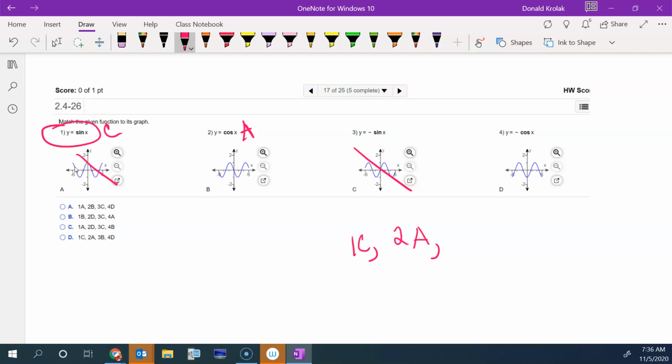All right, next one, negative sine. Millie? Yep, so 3 is B, so 4 is D. 1C, 2A, 3B, 4D.